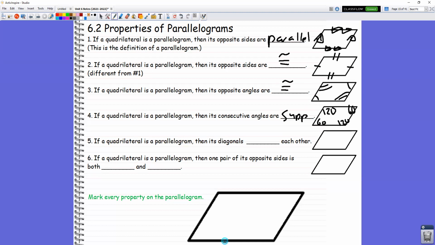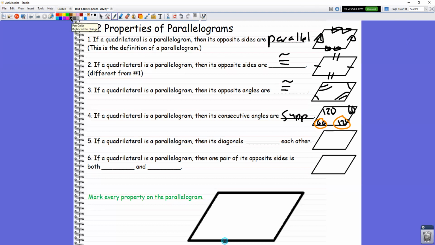That essentially means any 2 angles that are located on the same side. For instance, these 2 angles that I'm circling in orange both lie on the bottom side, and so those 2 have to be supplementary to each other. Any 2 angles on the same side have to be supplementary, or you could just think of them as consecutive angles. But that's property 4.